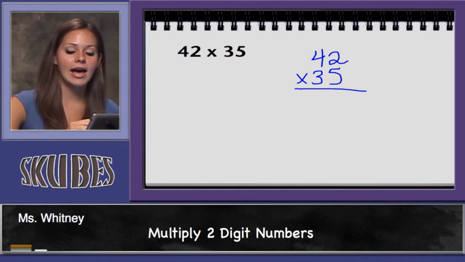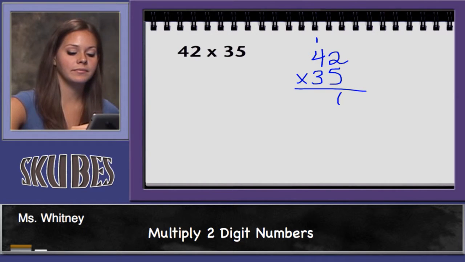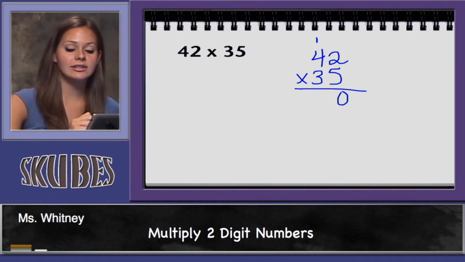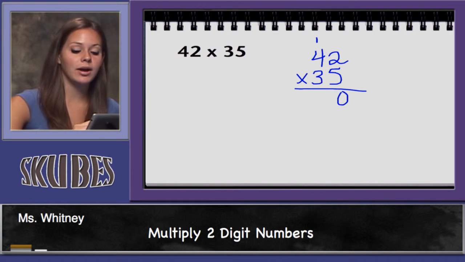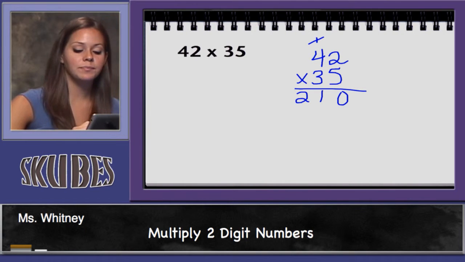First, I'll multiply 5 times 2 and get 10. Carry my 1. Next, I'll multiply 5 times 4 and get 20 and add my 1, so 21. Since I've already used my 1, I'm going to cross it out.